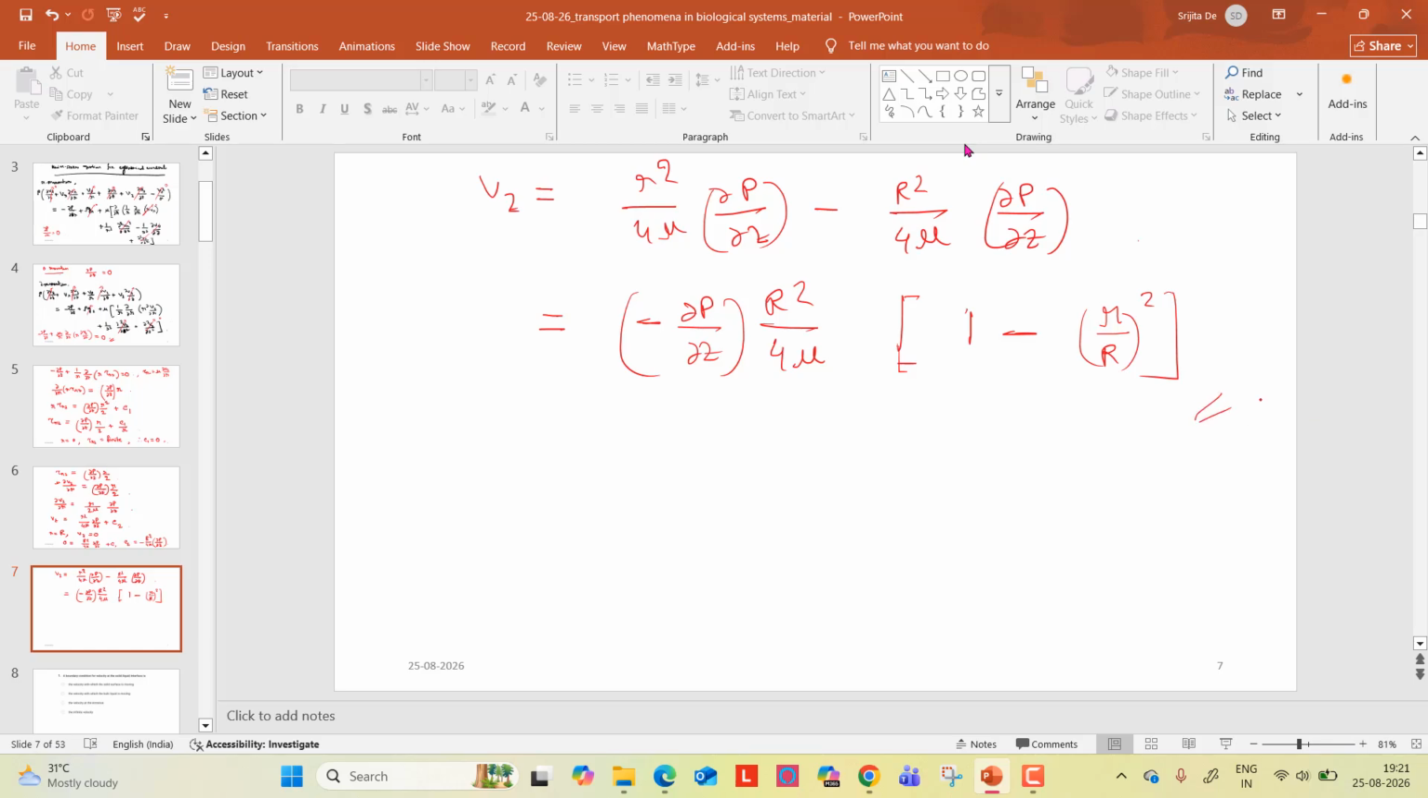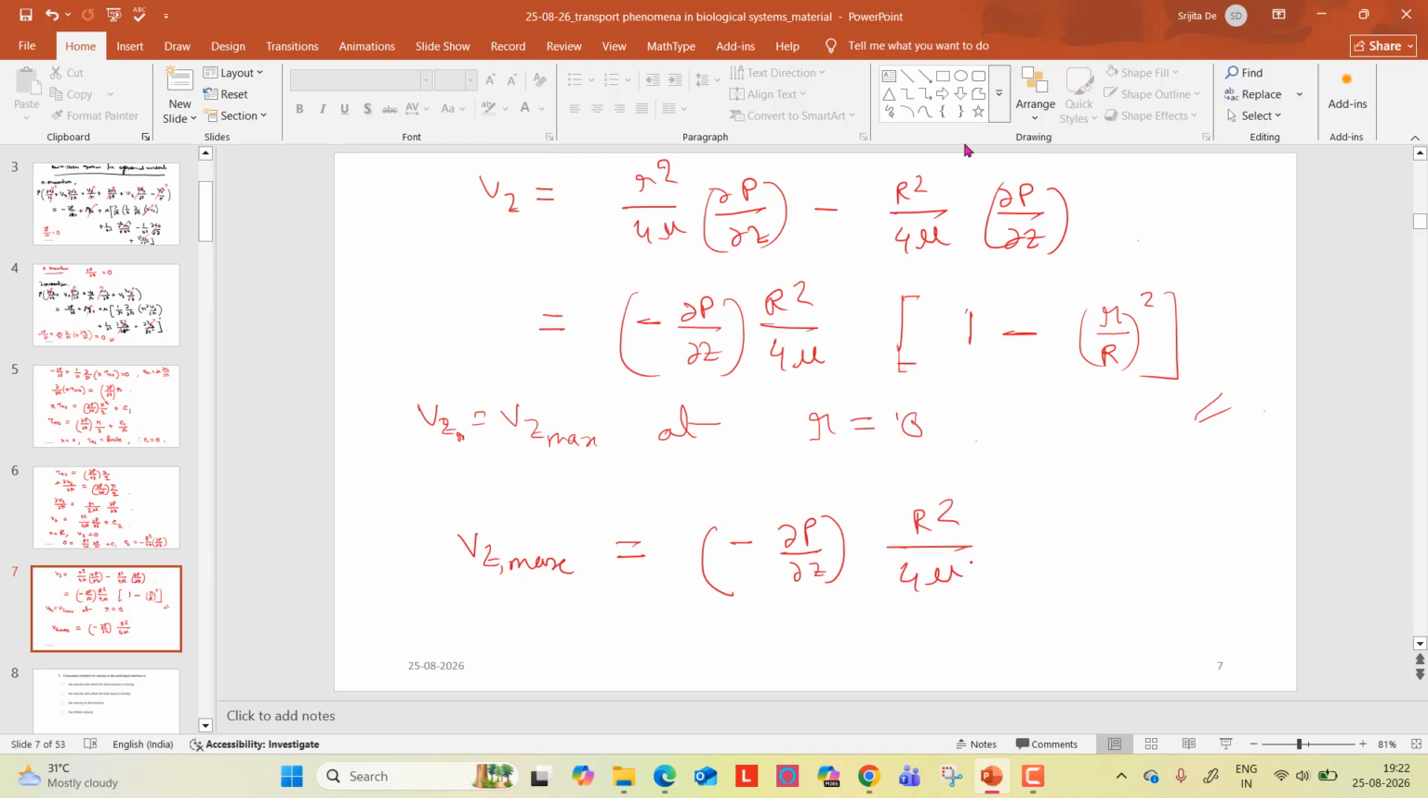Okay, so now we can calculate the Vz max. Where will be the Vz max? Vz will be Vz max at small r equals 0, right? So if you put 0, what will this be? So Vz max will be minus del P del Z into R square by 4 mu.